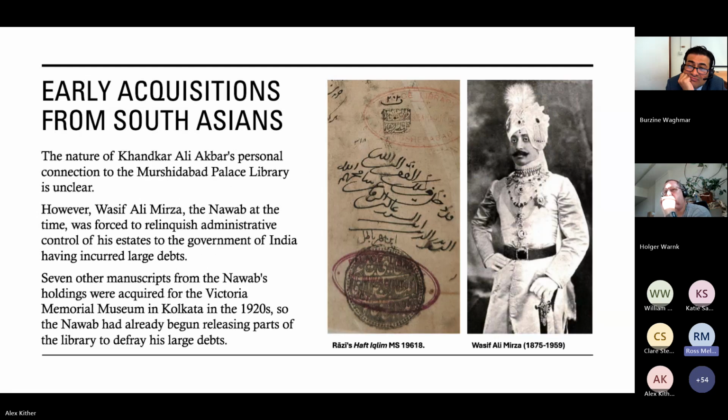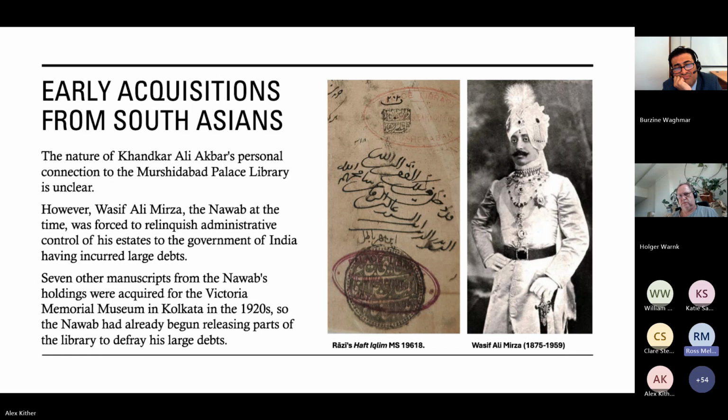On the next page, I've included some of the details of the ownership stamps which are connected to this princely library in Bengal. The nature of Kankar Ali Akbar's connection to the library is something I'm still trying to puzzle out, but it seems that Wasif Ali Mirza, who was the Nawab at the time of these transfers taking place, would soon, in a year or two, be forced to relinquish control of his estates entirely, having incurred very large debts as part of his sort of playboy lifestyle, essentially.